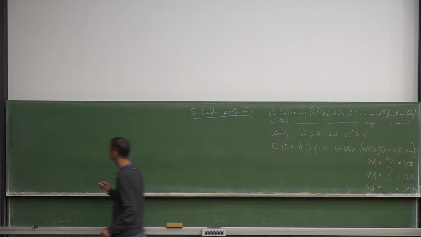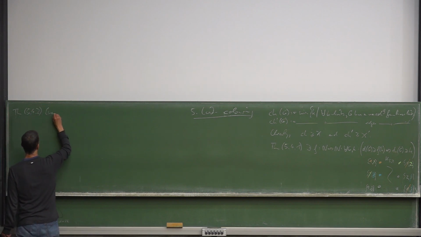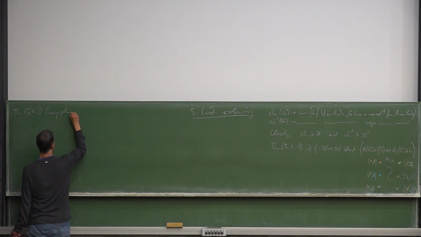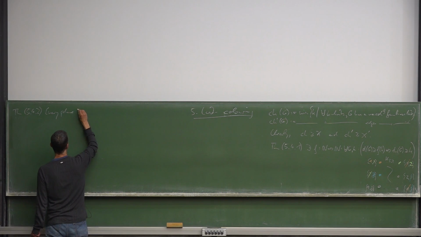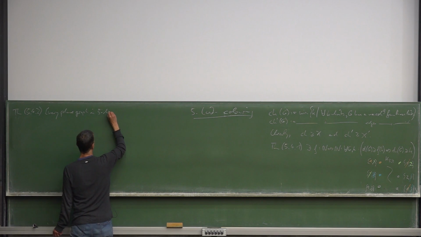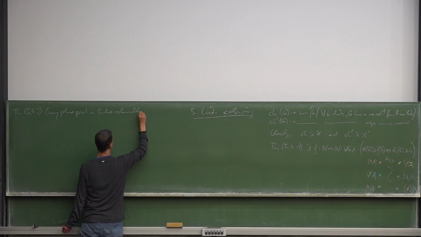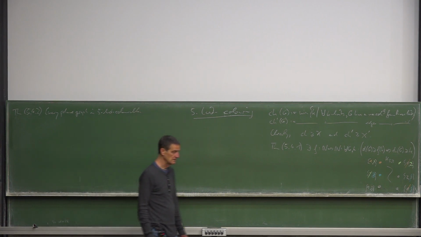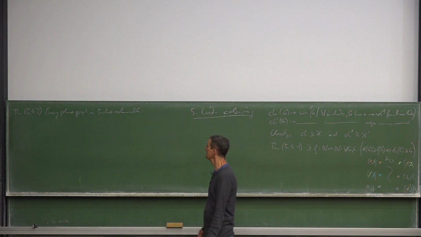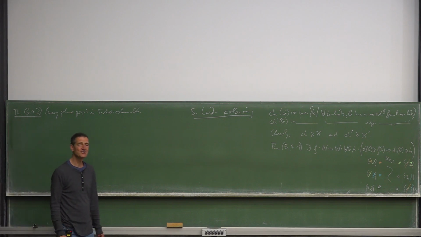So let me prove that in the list version. Theorem 5.2: every plane graph is 5-list colorable. And it has a very nice, very short proof.